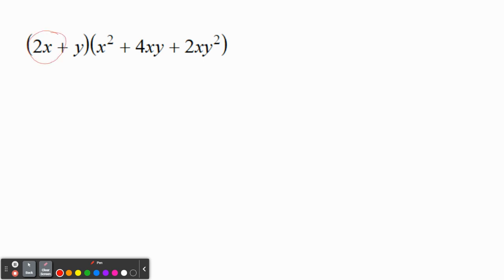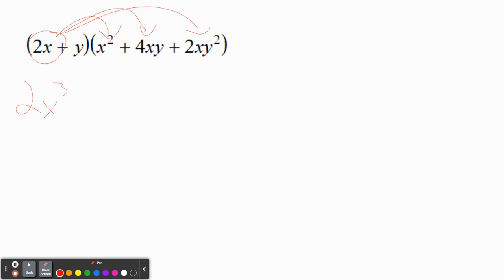We've got here 2x that's going to go into everything you see here. I might break this one down even a little bit more clearly. 2x times x squared. We're going to add those exponents. It's literally going to be 2x to the third power there.